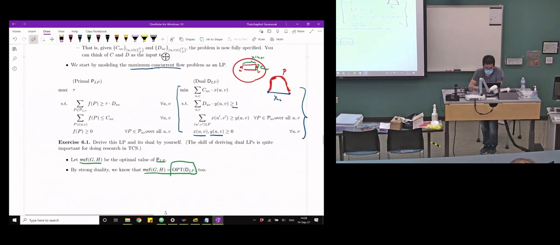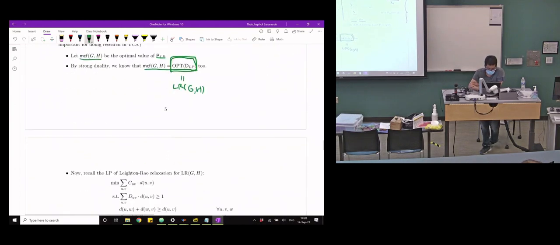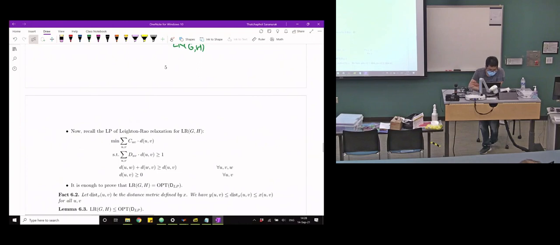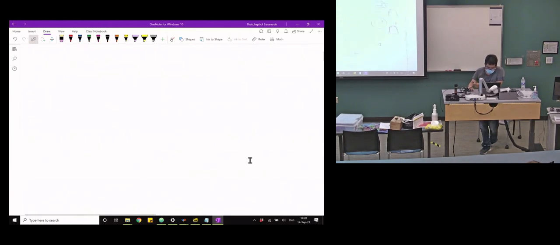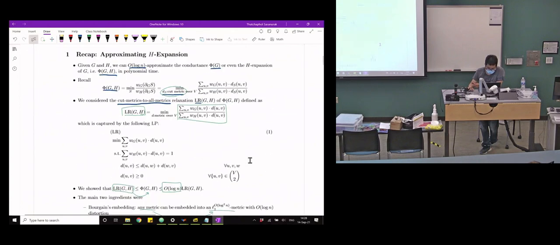So now how can I prove that? It's enough if I can show that the optimal value here of the dual is the same as the latent round relaxation, and that's the goal that we want to prove. But let's try to recall latent round relaxation a bit. Let's look at what we have seen before.